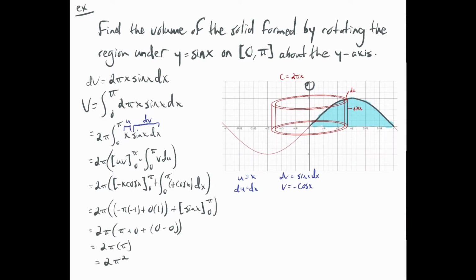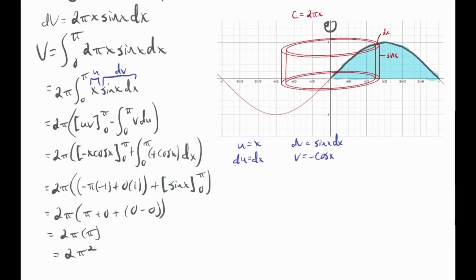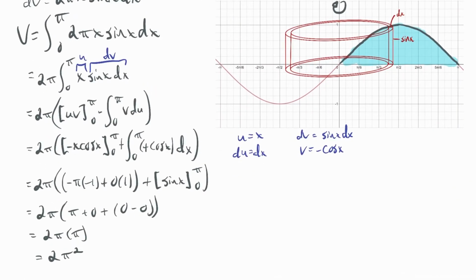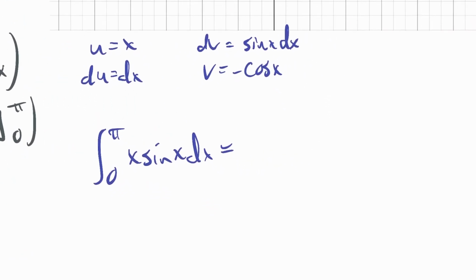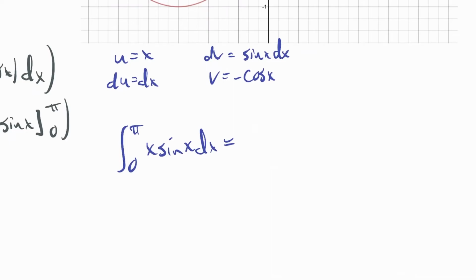What if we did this the other way? Rather than citing the formula, what if we use the evaluation theorem a little more directly? So if I had the integral from 0 to pi of x sine x dx, I'm not going to work out all of it because we kind of have done it already, but basically we would say, okay, I'm going to find the antiderivative first. I'm not going to do the definite integral to start with. I'm just going to do the indefinite integral.